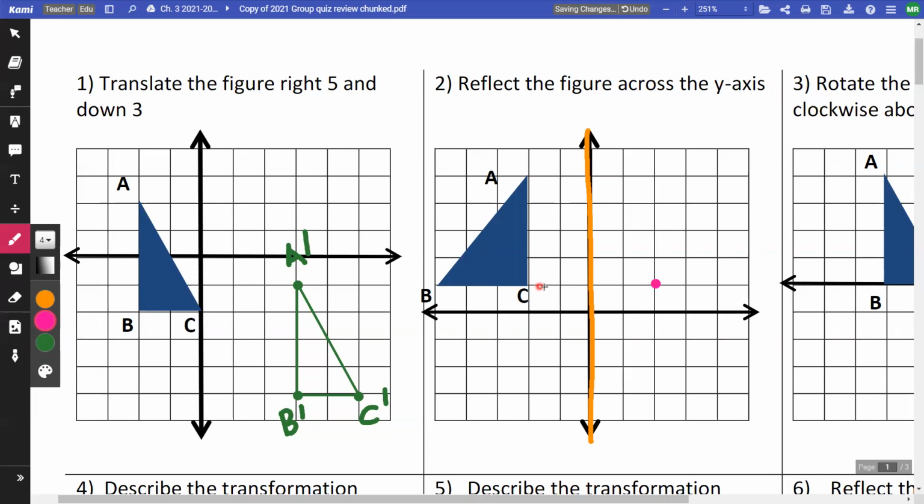This is 1, 2, 3, 4, 5, 1, 2, 3, 4, 5. Or another way to do it is this is going to be 3 away from here. And this one's going to be straight up. So let me connect this. So I'm going to end up with a triangle here.